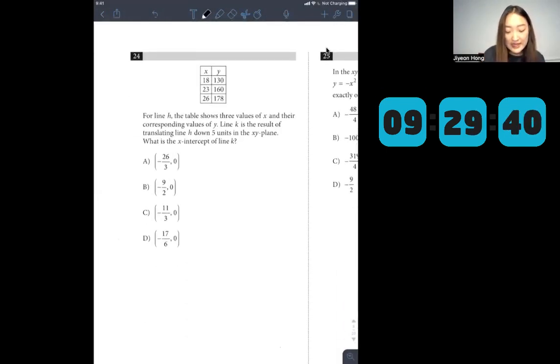Number 24, for line H, the table shows 3 values of x and their corresponding values of y.